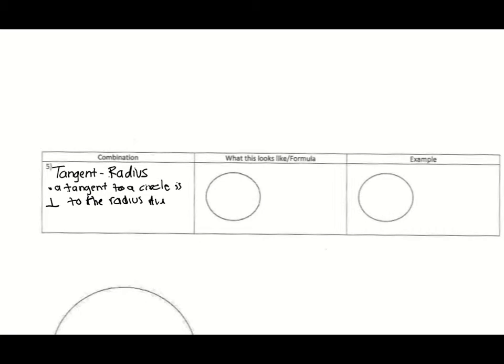So if we look at the picture, we have a tangent and a radius. The radius comes from the center, and those two lines are perpendicular. So all the tangent radius combination is saying is that when you have your radius and your tangent, they are perpendicular at the point where that tangent line touches the circle. And then using that, we can create a right triangle here and use the Pythagorean theorem.